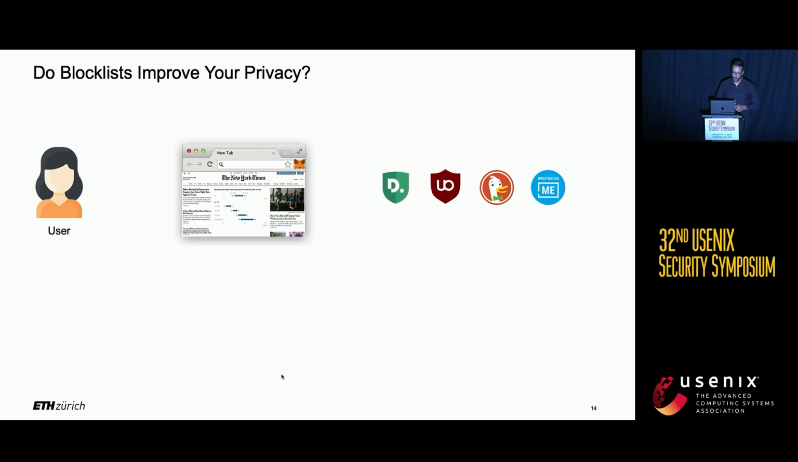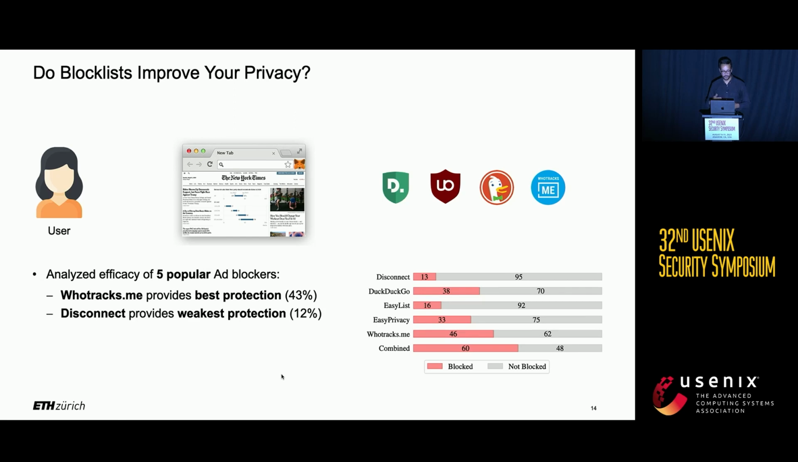Good. So we measured all of this, and now we were wondering, what can users do to protect themselves? So we analyzed 5 very popular ad blockers, and we found out that whotracks.me gives you the best protection, with 43% of the requests being blocked. The weakest protection is provided by Disconnect.